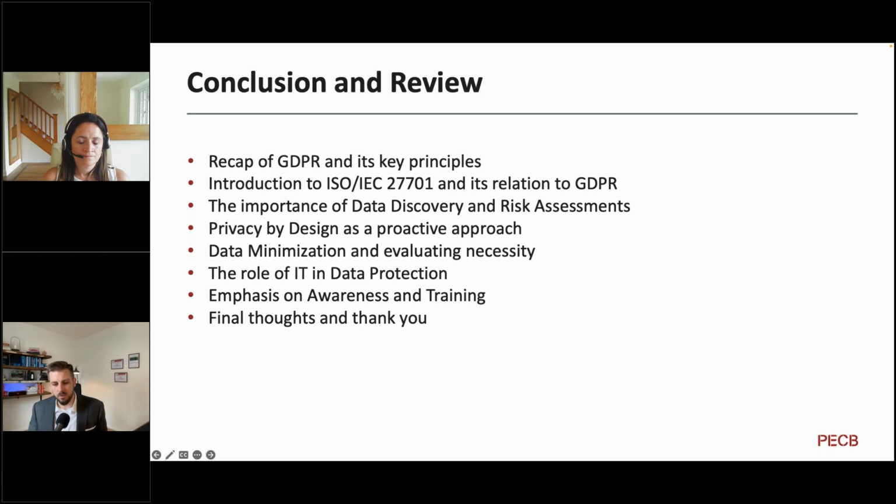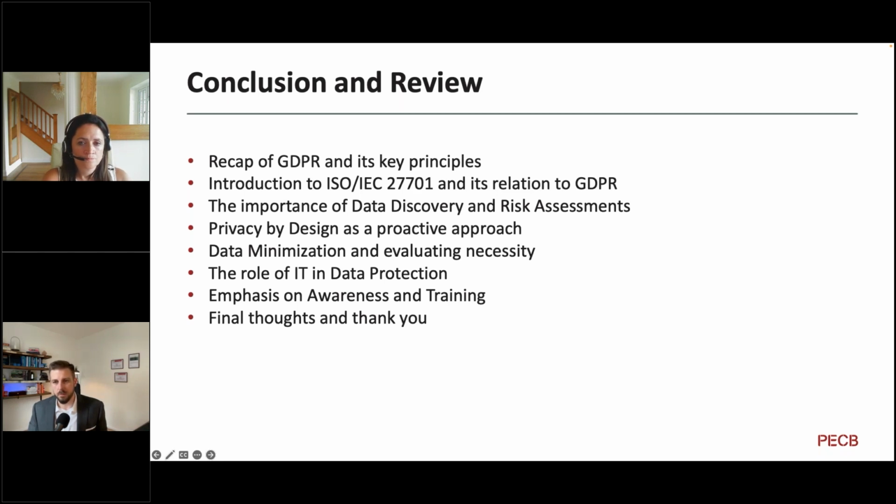And then you need to understand what kind of data you're processing and what exactly you're doing with that data. And then you need to understand the risks of non-compliance or the risk of processing that data. And then from there, you can begin to identify gaps. Again, using ISO 27701 can help facilitate the adherence to that.